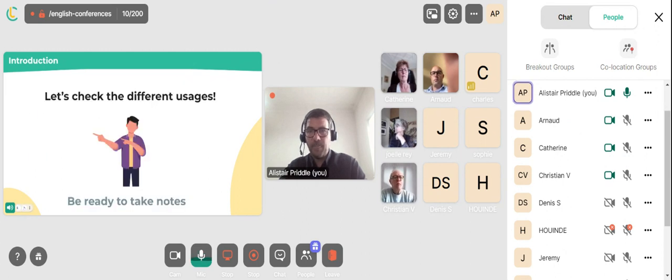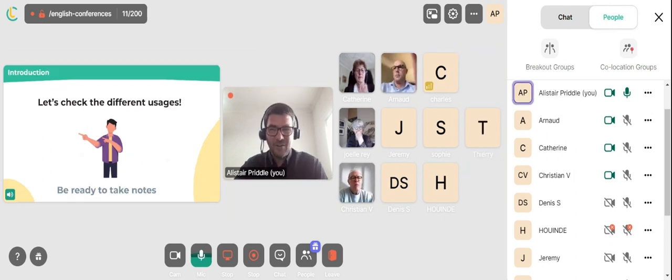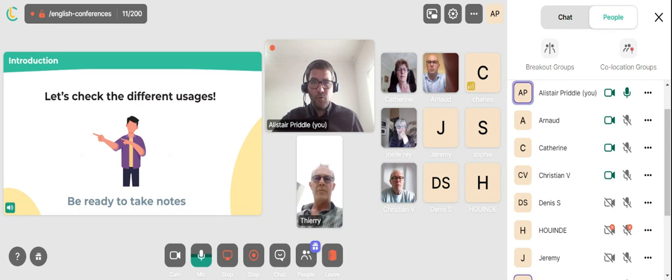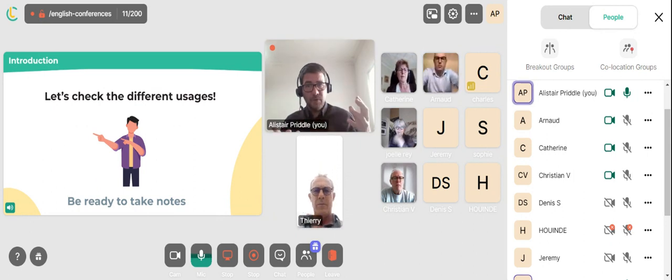Here we go. So let's check the different usages. Okay, so we're going to have a look at different uses for get. By all means, please make notes if you wish.